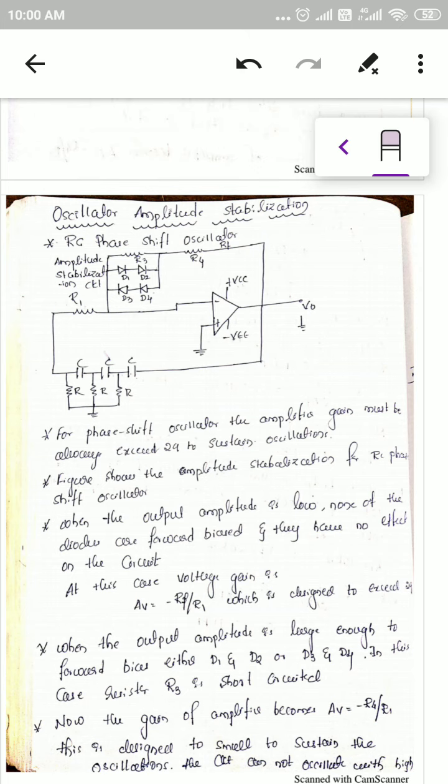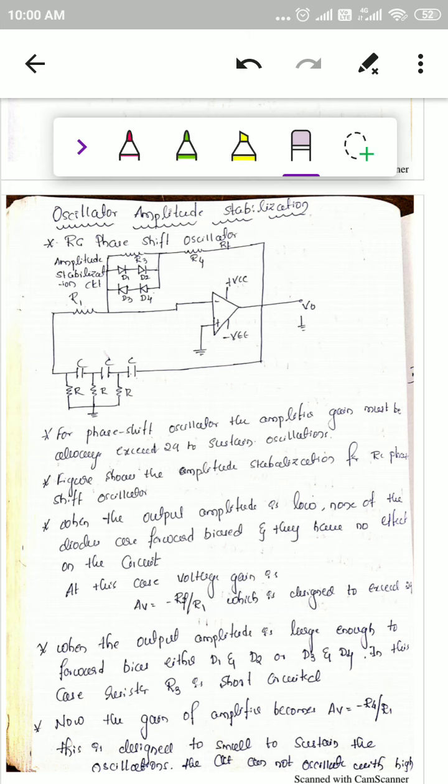Okay, so this is the significance of using the stabilization network in the case of the RC phase shift oscillator. You know that the phase shift oscillator gain must always be 29, to produce sustained oscillations, that is, a constant type of oscillator. The figure shown above is the amplitude stabilization network.